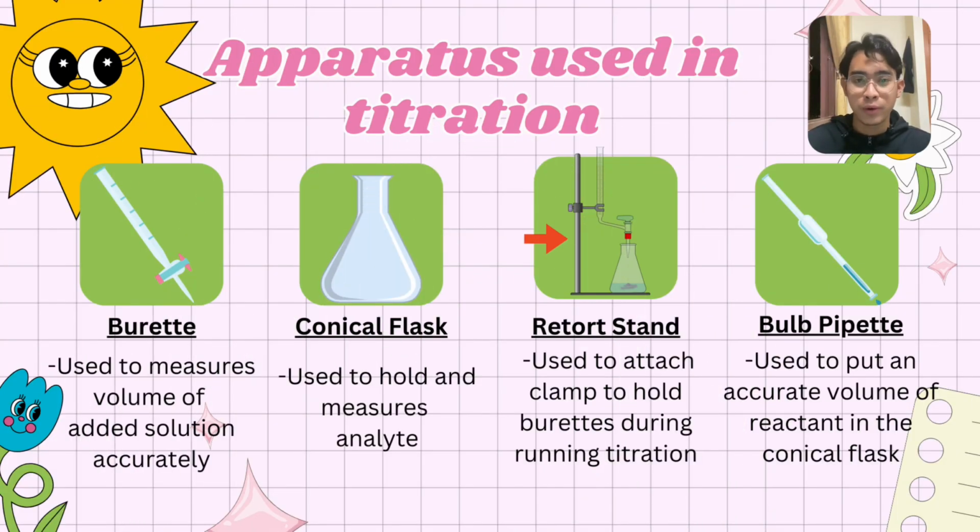Titration involves apparatuses such as a burette, used to measure the volume of added solution; a conical flask, used to hold and measure the analyte; a retort stand, used to attach a clamp to hold the burette during the titration; and a bulb pipette, used to put an accurate volume of the reactant in the conical flask.